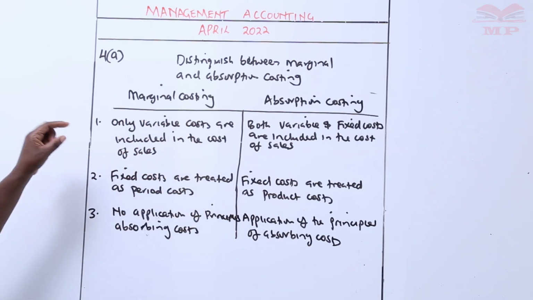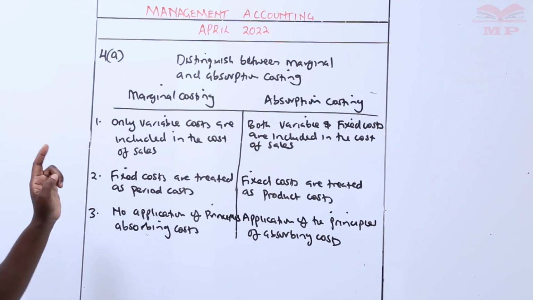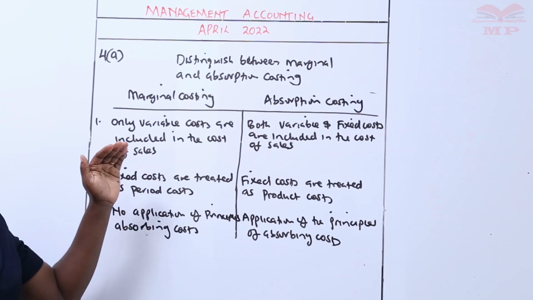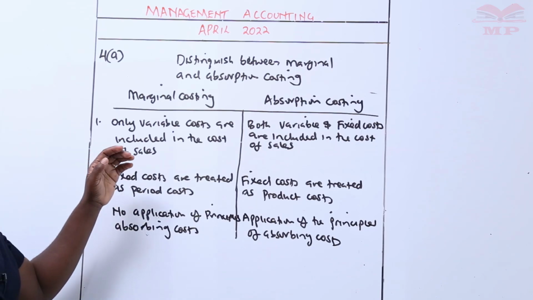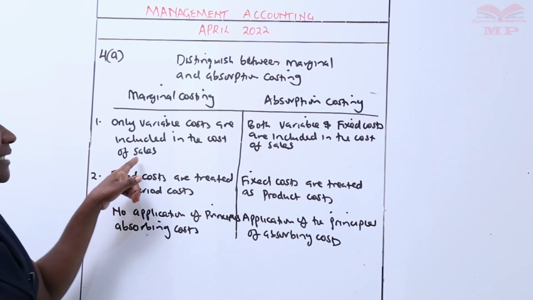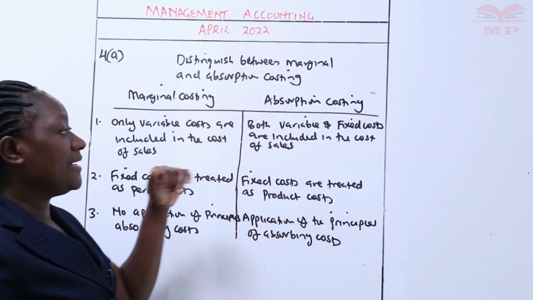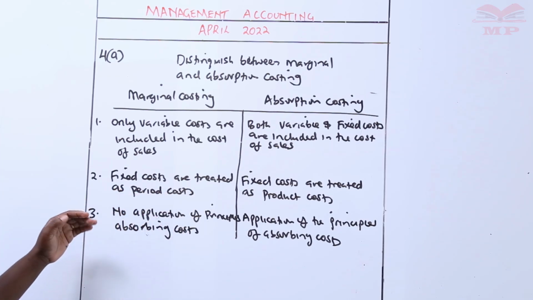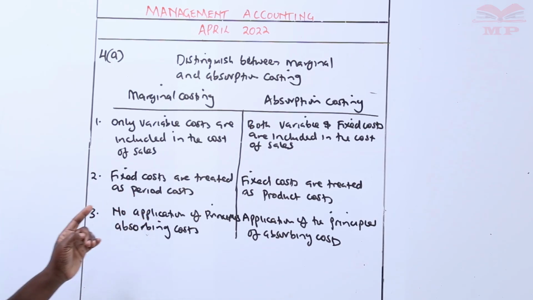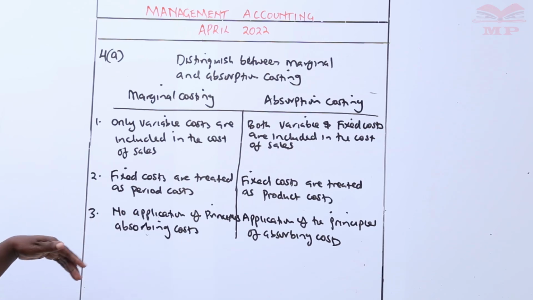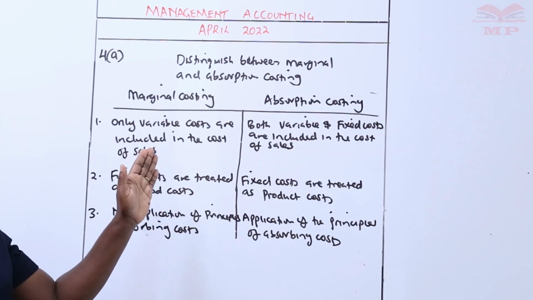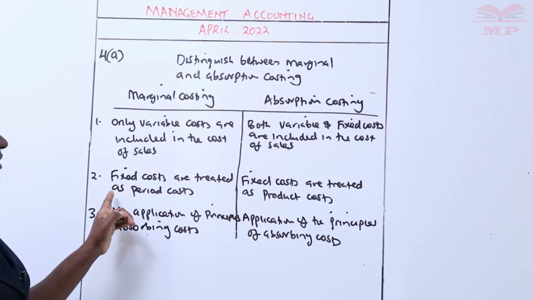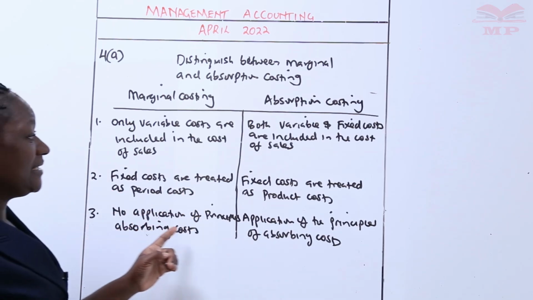In marginal costing, we only include variable costs, which are also known as marginal costs. These are normally direct materials, direct labor, and direct expenses. So those are the ones we include in the cost of sales. But in absorption costing, we include both fixed and variable. Then we treat fixed costs as period costs under marginal costing. Where we have more than one product, period costs are simply those costs which are expensed in the period in which they are incurred. So we don't treat them per product. We include a total cost column so that we expense them in that period in which they have been incurred.